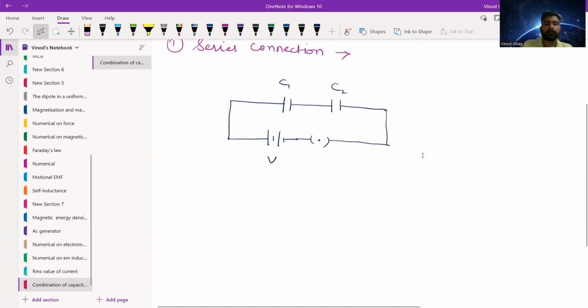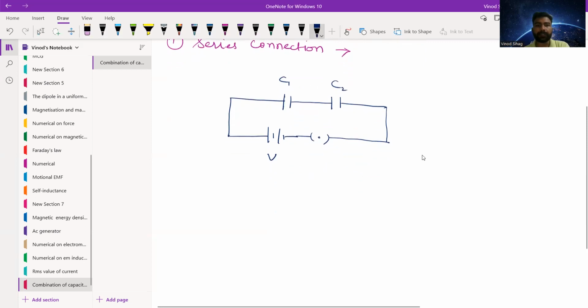Here, as we know that according to the polarity of external battery, the current will flow. So here, let's say I current is flowing. And as we know that in series connection, there will be equal charge on the capacitors. So here the charge on the first capacitor C1 is Q and the charge on the second capacitor C2 is also Q. And the total charge of this connection is also Q. So that's why we are going to find out the equivalent capacitance.